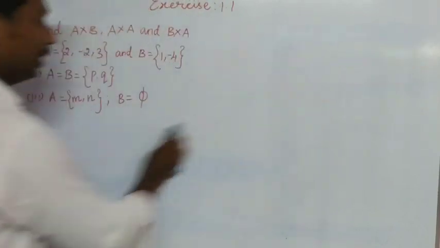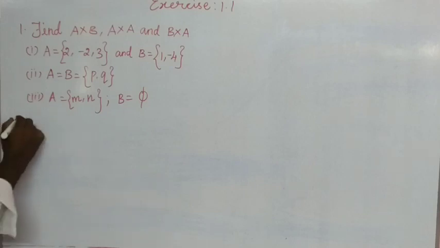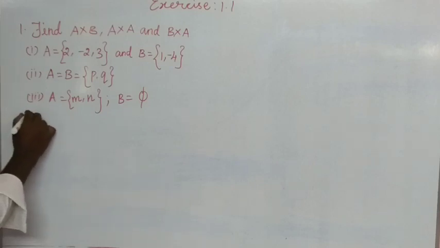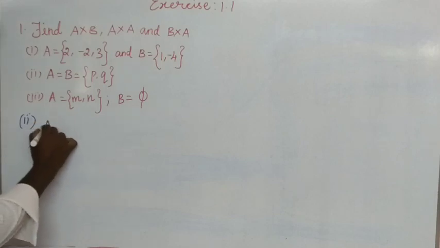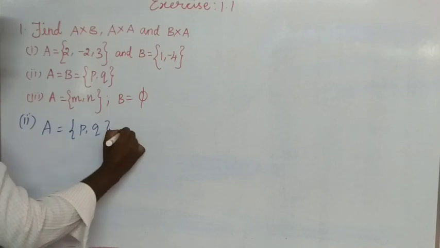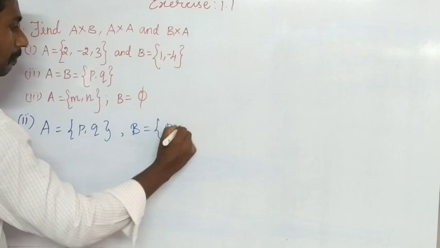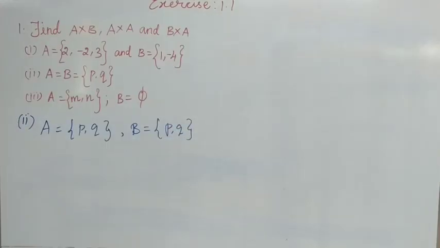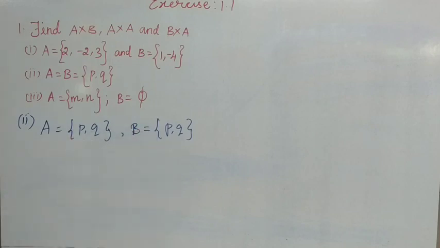Okay, now the second problem. What is the second problem? A is equal to B is equal to {P, Q}. That means A is equal to {P, Q} and B is equal to {P, Q}. Both the sets have the same elements.